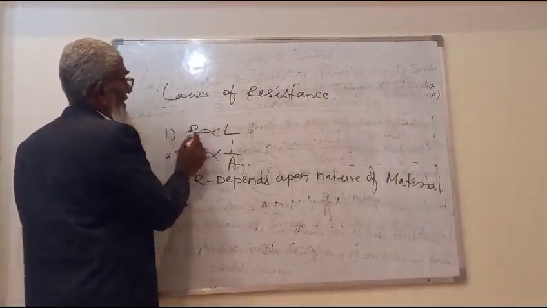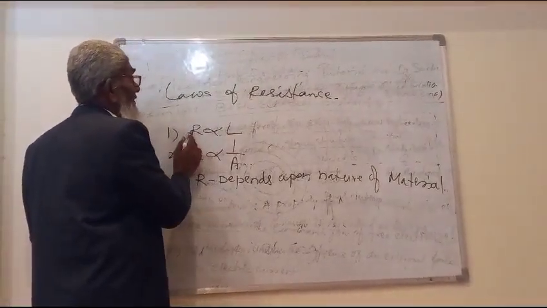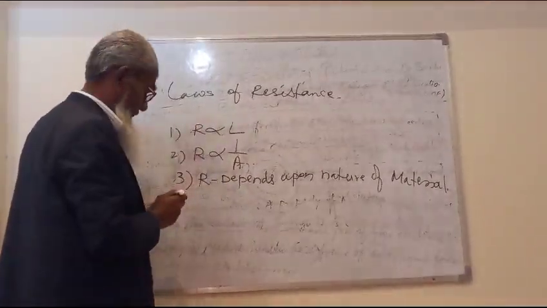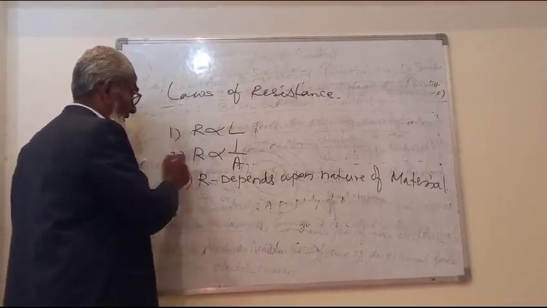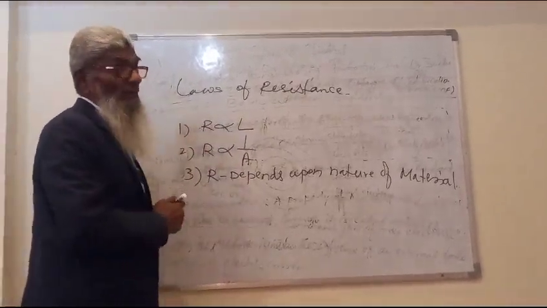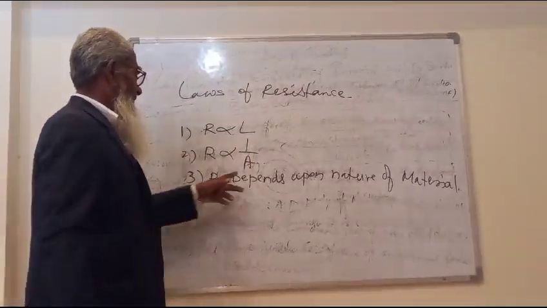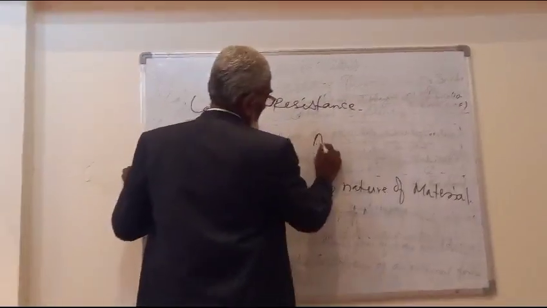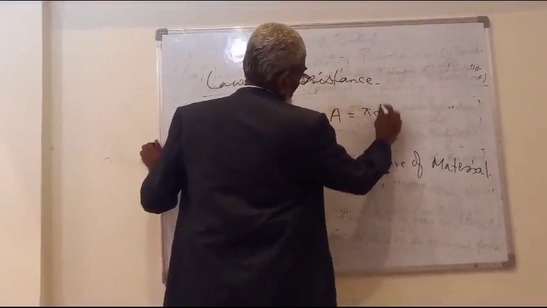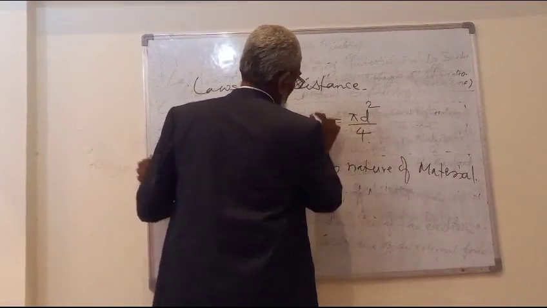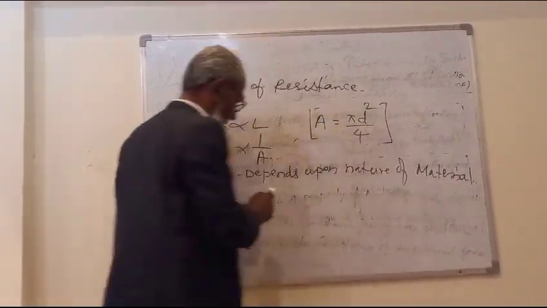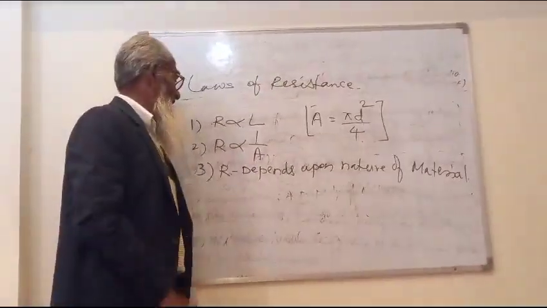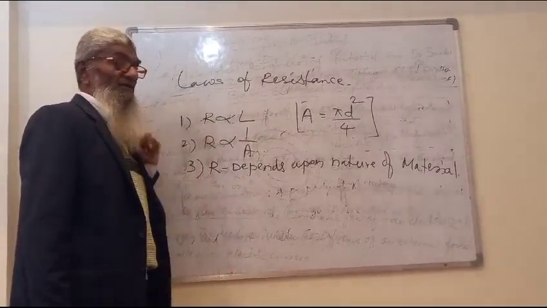So according to first law, if the length of any conductor will be increasing, the resistance will be also increasing. It says resistance is directly proportional to the length. Now here resistance is inversely proportional to the area of cross section. If the area of cross section is increasing, area of cross section formula is pi d square by 4. When diameter is increasing, the area will be increasing. If the area increases, the resistance will be decreasing.